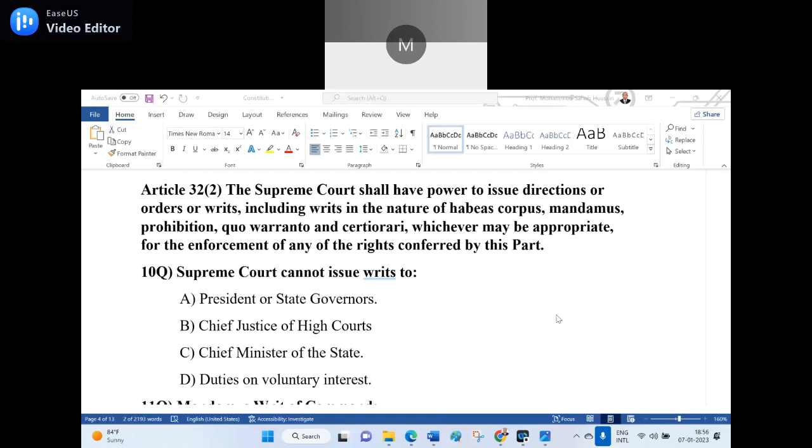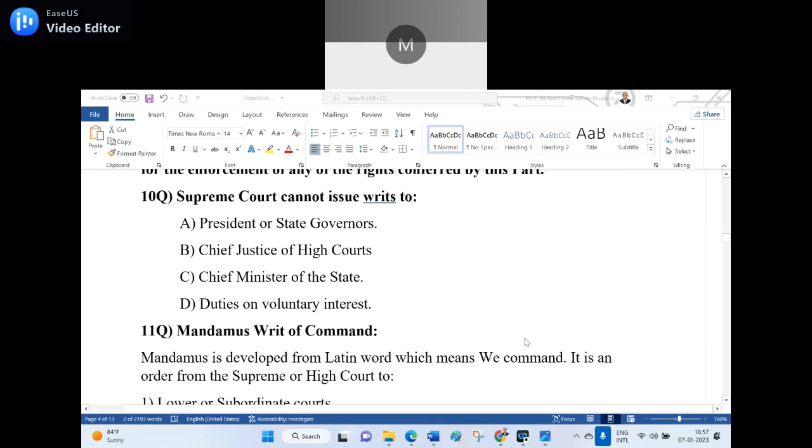Option A, sir. President and state government. Wrong. If you say option A, it is wrong. Option B, sir, Chief Justice of High Court. The right answer is Chief Minister of the State. Chief Minister. Yes, sir. You cannot file a writ against him. The reason I will tell you in one of the case laws now.